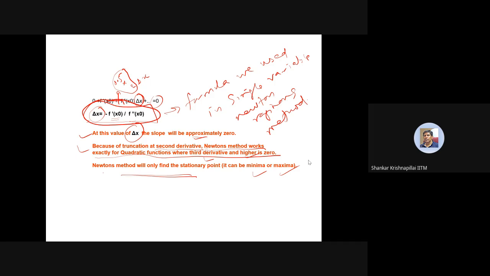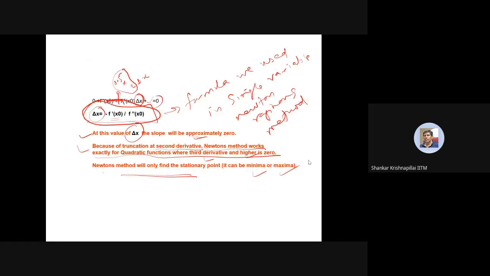So I think we can stop here. Next class we will see how this is extended to two variables.